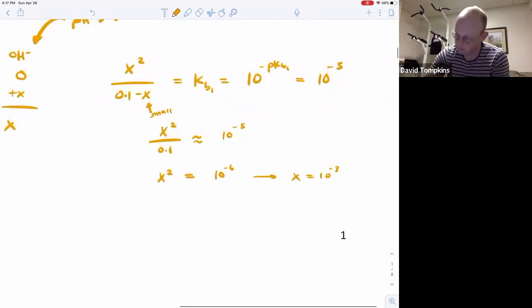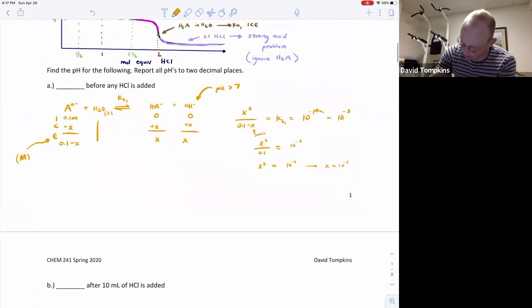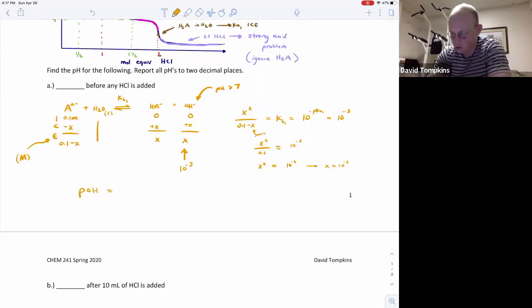which says that the concentration of hydroxide, right, is 10 to the negative 3. So now that I know hydroxide, I can simply go and find the pH. So the pOH, right, is negative log of hydroxide, or negative log of x, which is going to be 3. And therefore, the pH is 14 minus that, or it's 11.